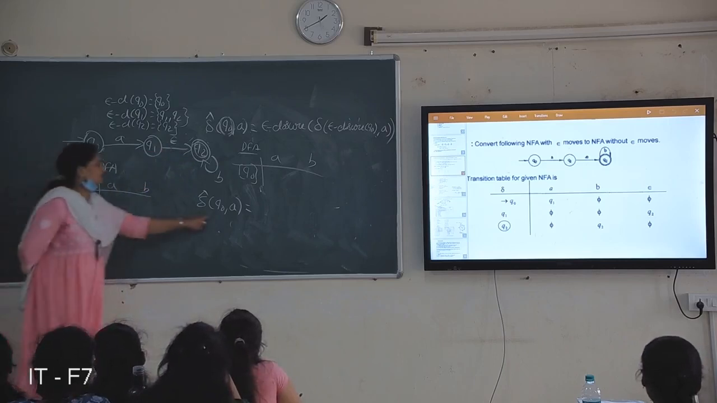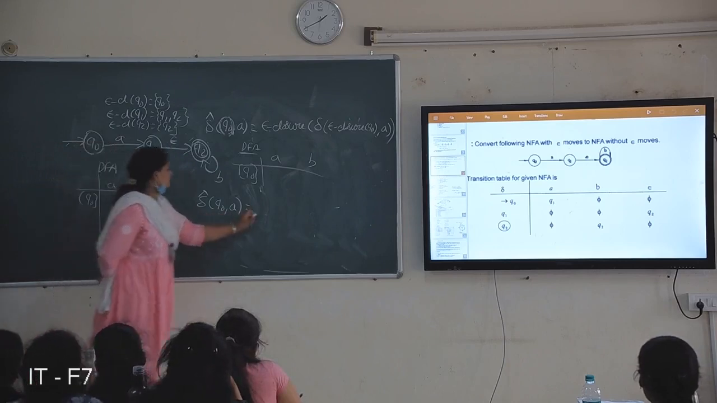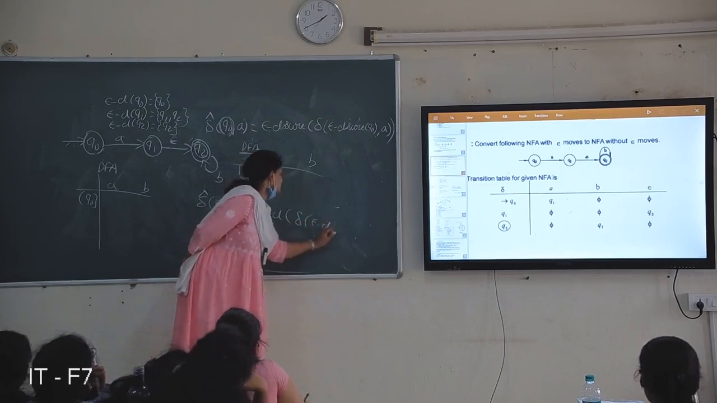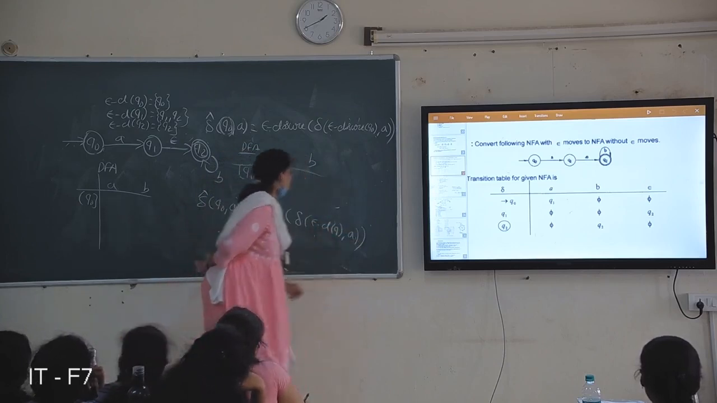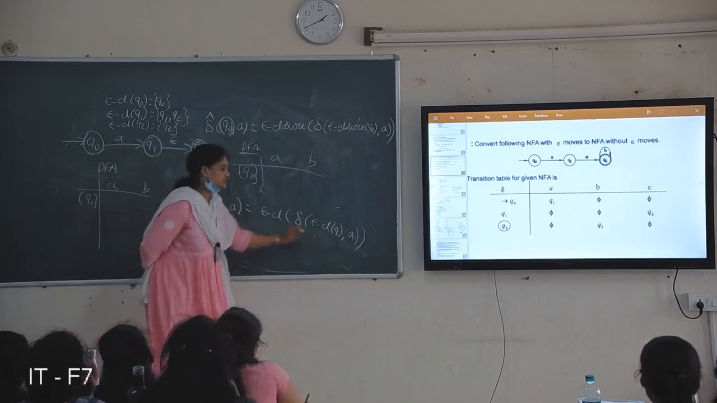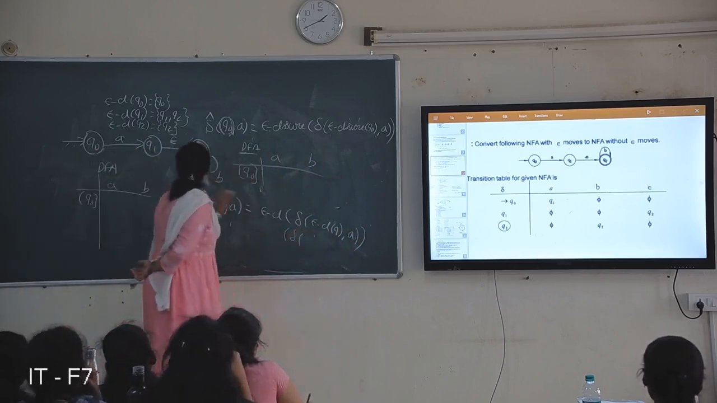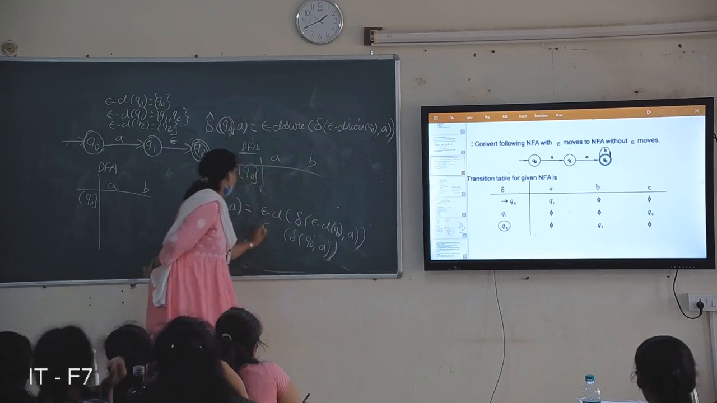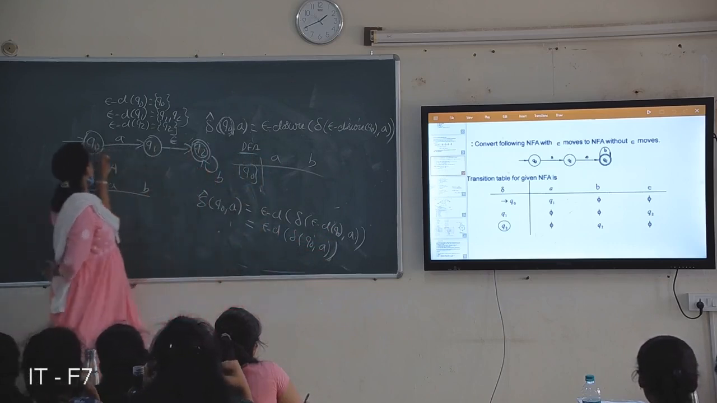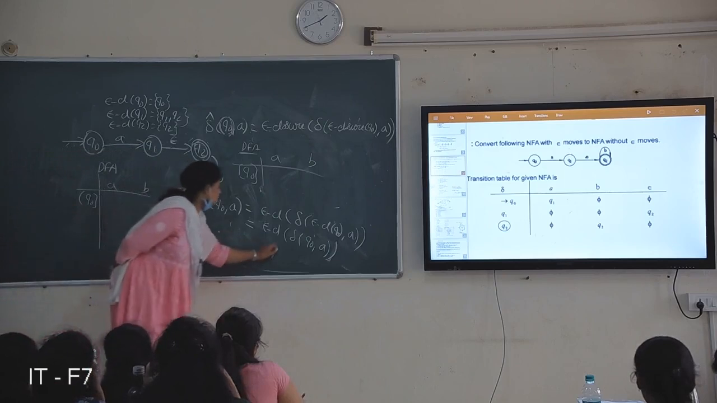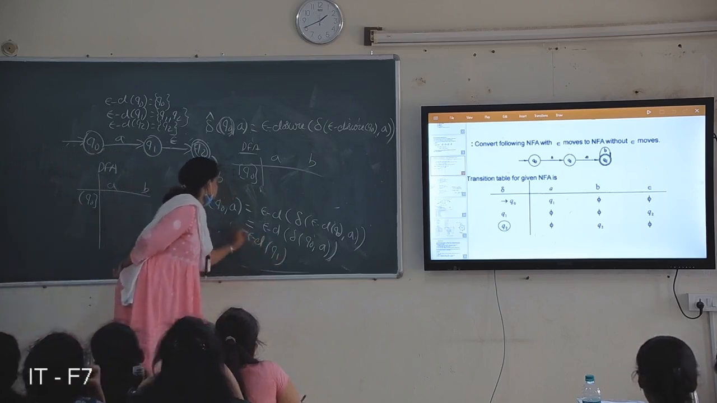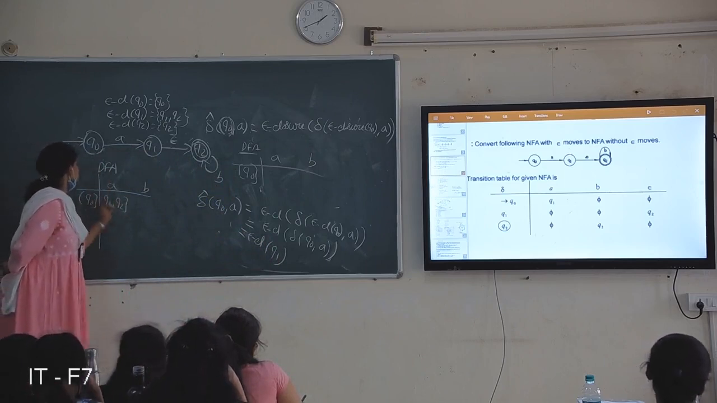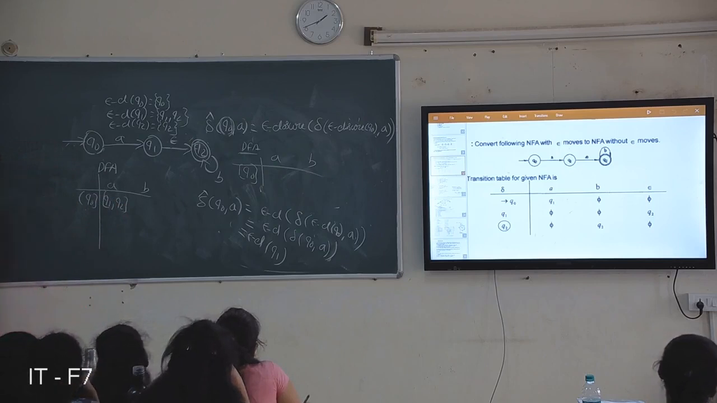Okay, so first find out Q naught on A. So it is nothing but E closure of delta of E closure of Q comma A. This is the formula you can apply. So E closure of Q naught is Q naught itself. So Q naught comma A: Q naught on A goes to the state Q1. E closure of Q1 is Q1, Q2. So Q naught on A is nothing but Q1, Q2. You are getting the new state here, Q1, Q2.